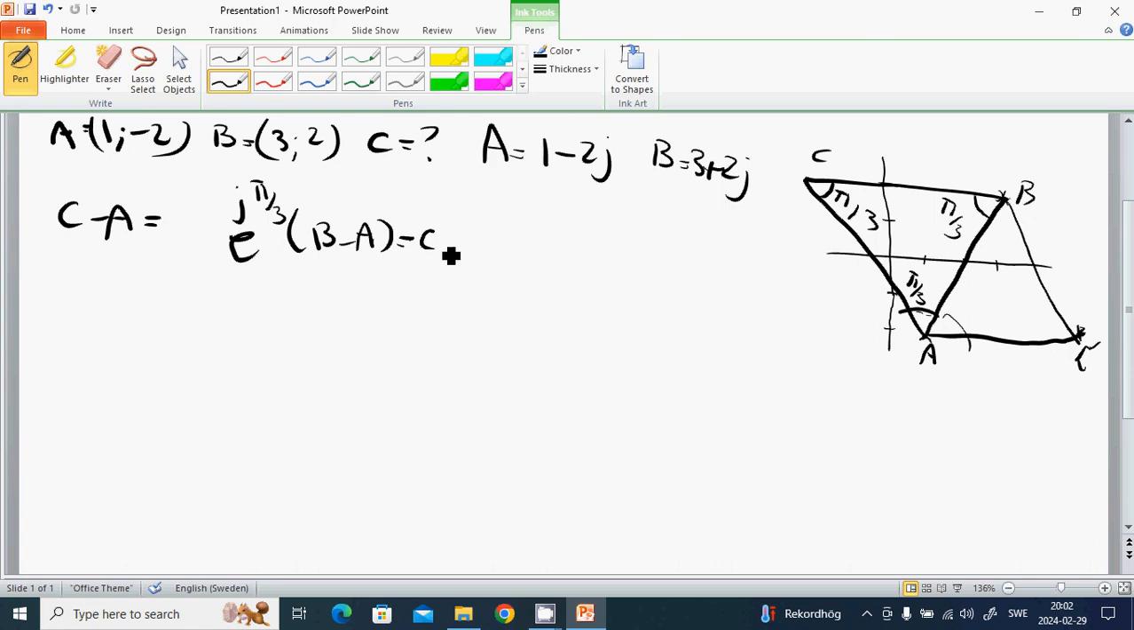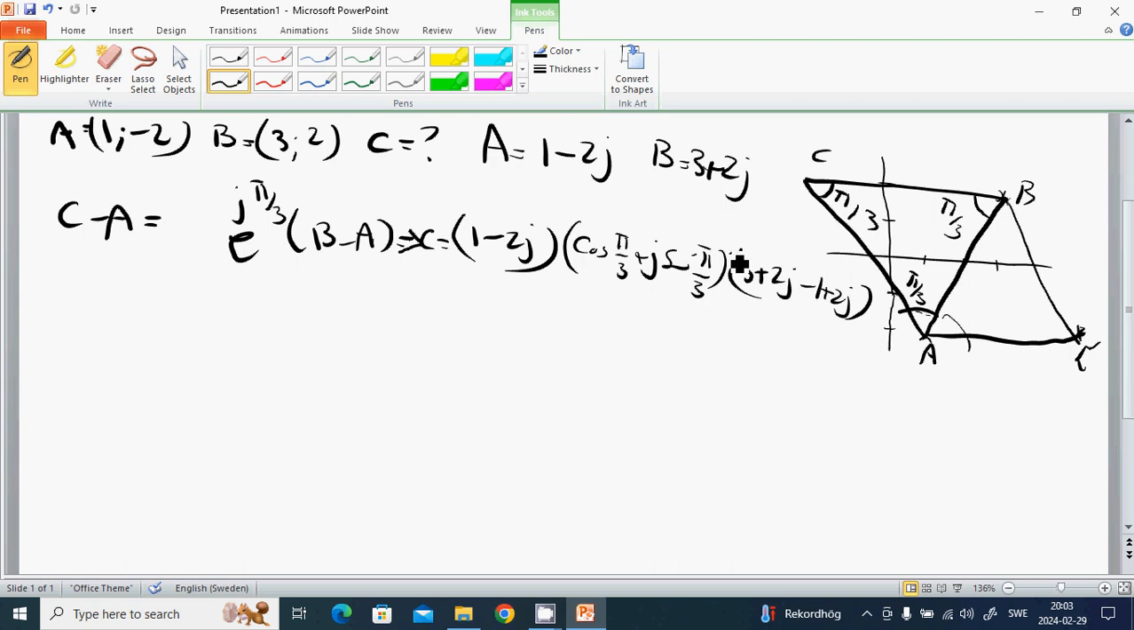Then C equals (1 minus 2j) multiplied by (cosine π/3 plus j sine π/3) multiplied by (3 plus 2j minus (1 plus 2j)). This one is half plus √3 squared divided by 2, and this one is 2 plus 4j.